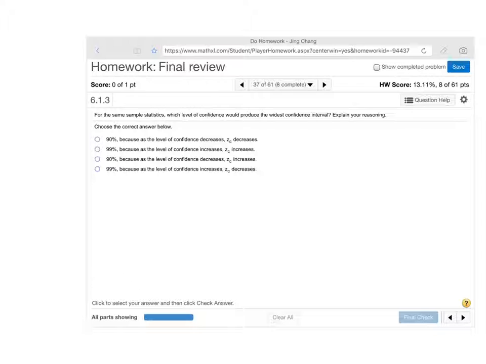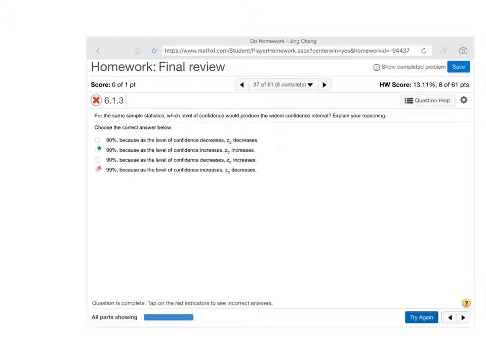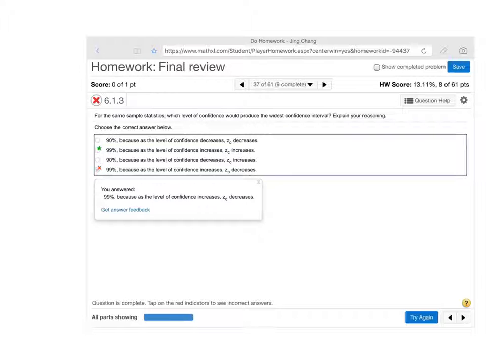Which level is widest? Sure, the highest level of confidence has the largest margin of error, which means the widest confidence interval. Oh, sorry, I didn't see the second part. Both are 99%. By the formula, if you remember, the z-score depends on the level of confidence. If the level of confidence is bigger, then the z-score is bigger. That's why B is correct. I didn't read the second part of the problem when I checked the answer.